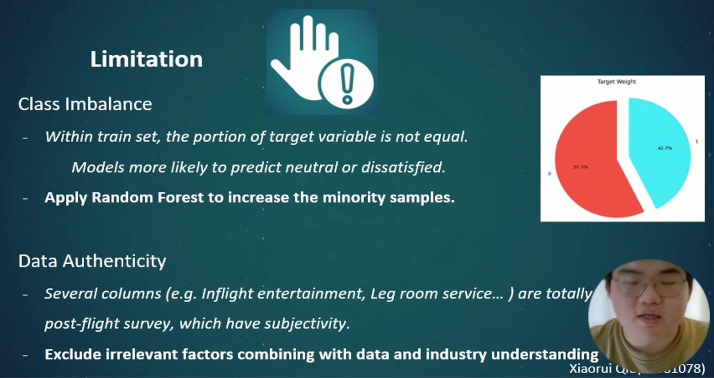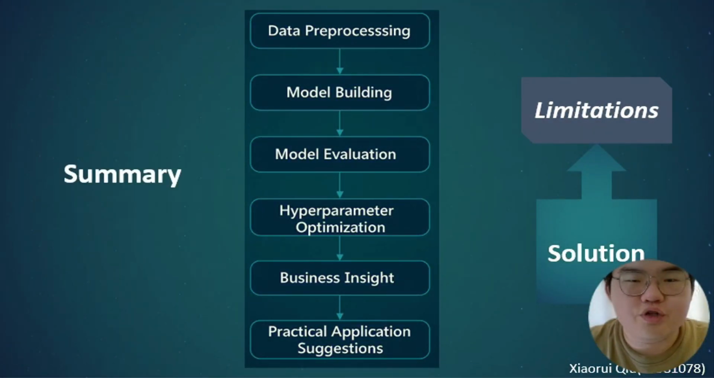Another concern is data sensitivity. Talking about surveys, there is unignorable subjectivity and it's impossible to verify. So our suggestion is to optimize and simplify the survey question design, and we excluded some weakly correlated factors in our study. In this flowchart, you may better recognize our workflow.